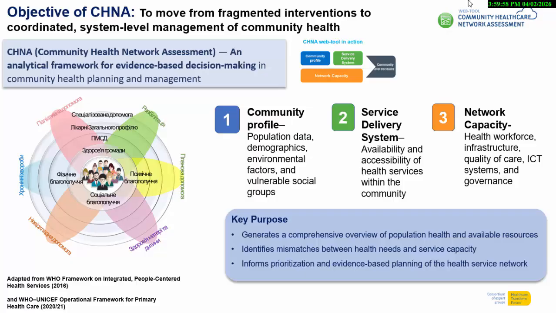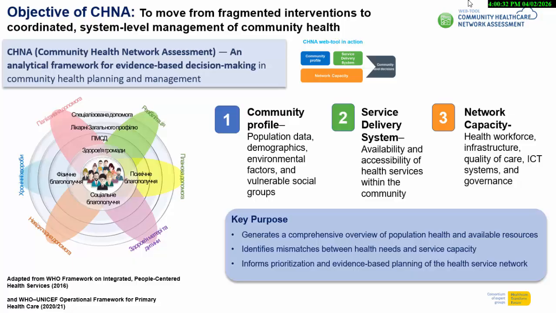Second, we assess the service delivery system, focusing on availability, accessibility, and distribution of services. This helps identify where the services are aligned, geographically and functionally, with population needs. And third, we evaluate network capacity, including workforce, infrastructure, quality of care, digital systems, and governance. This shows what the system is actually capable of delivering.